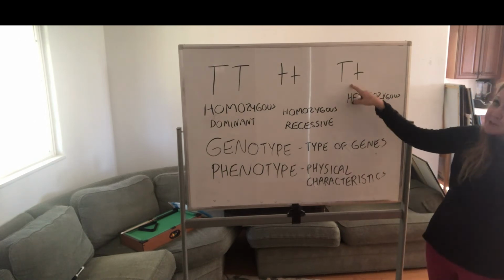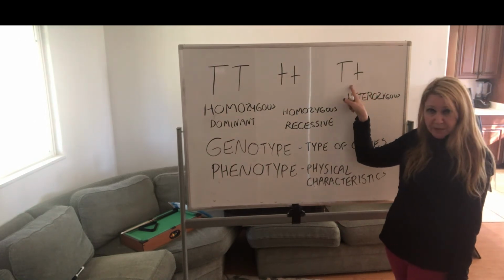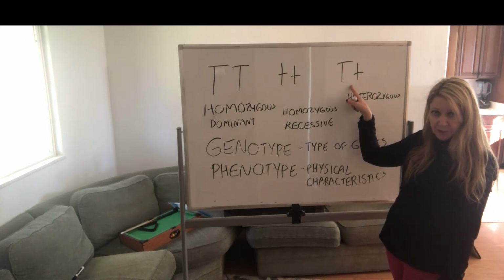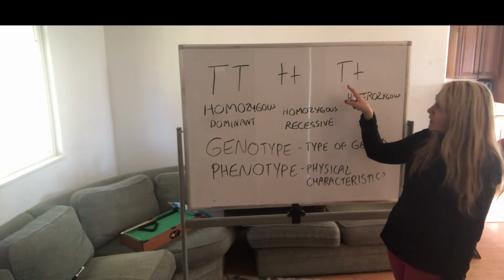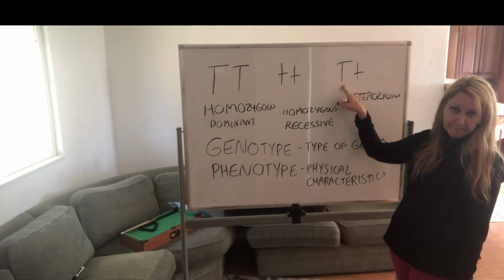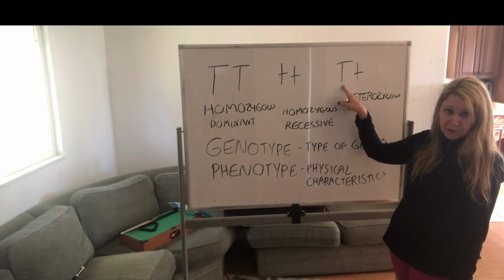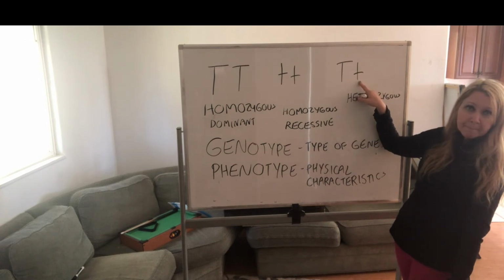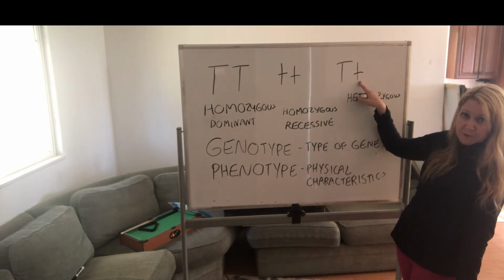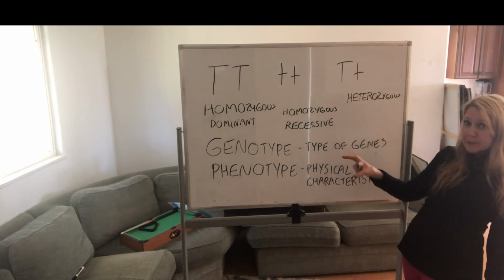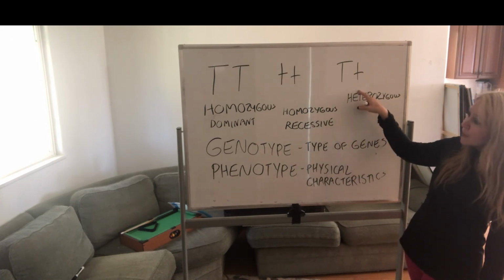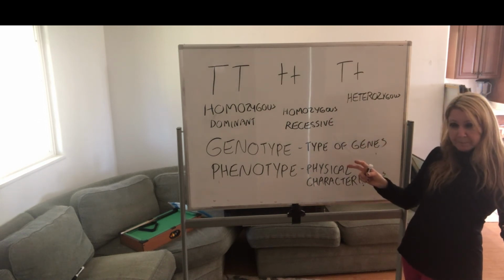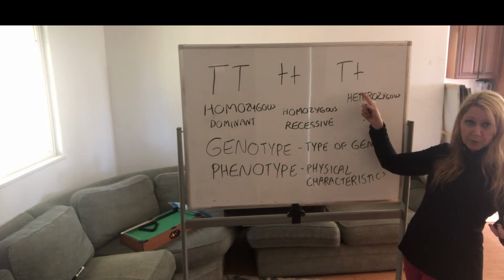This one is heterozygous. So the genotype is heterozygous, big T, little t. The phenotype is tall because it has 1 dominant gene. Since it's dominant, it takes control. So it hides this gene. That's why they call it dominant. So you still see the dominant phenotype. So heterozygotes will show the dominant phenotype. In other words, these are going to be tall plants. They're not going to be short.